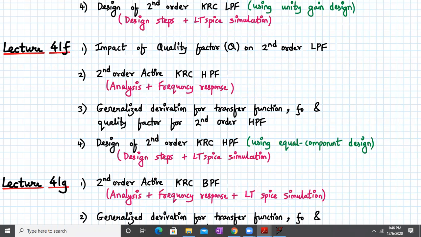Next, we will design a second order KRC high pass filter using equal component design, and the various design steps and LTspice simulation of the same will be discussed. So let us start with the lecture.